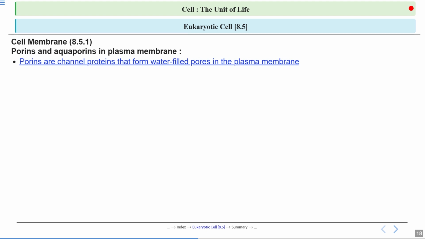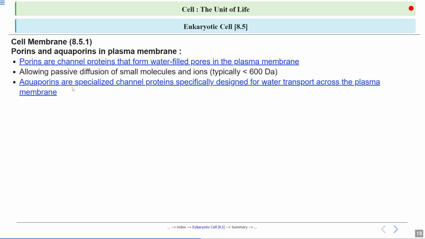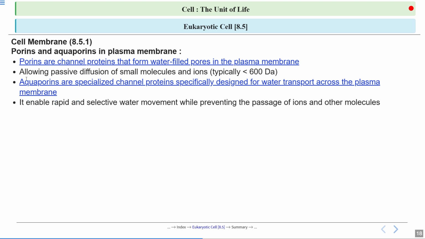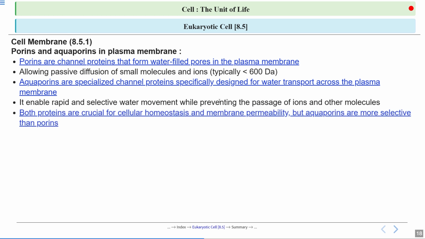Let's talk about porins and aquaporins in the plasma membrane. The porins are channel proteins that form water-filled pores in the plasma membrane. This allows passive diffusion of small molecules and ions, typically less than 600 Daltons. Aquaporins are specialized channel proteins specifically designed for water transport across the plasma membrane. They enable rapid and selective water movement while preventing the passage of ions and other molecules.